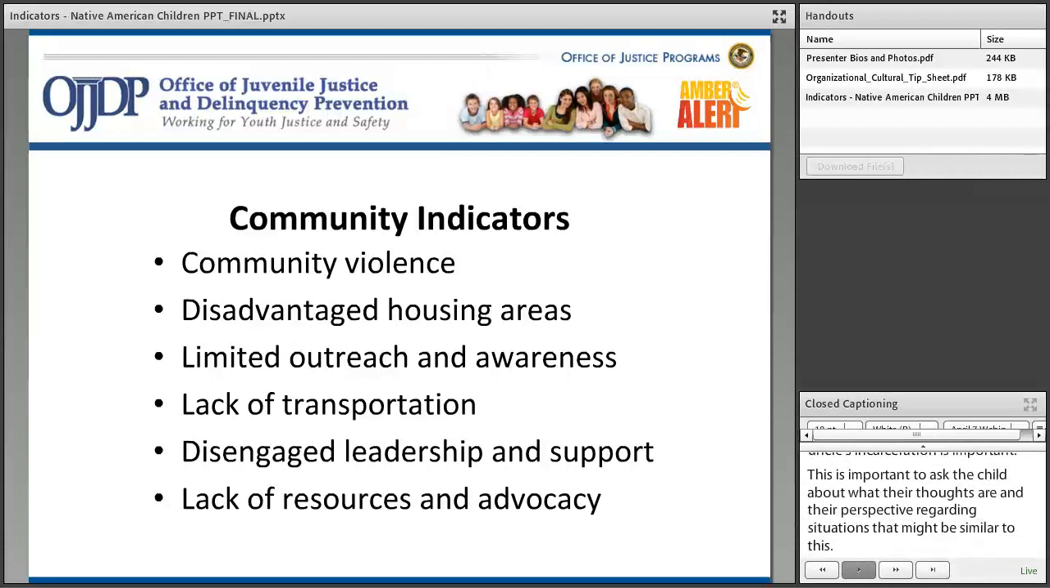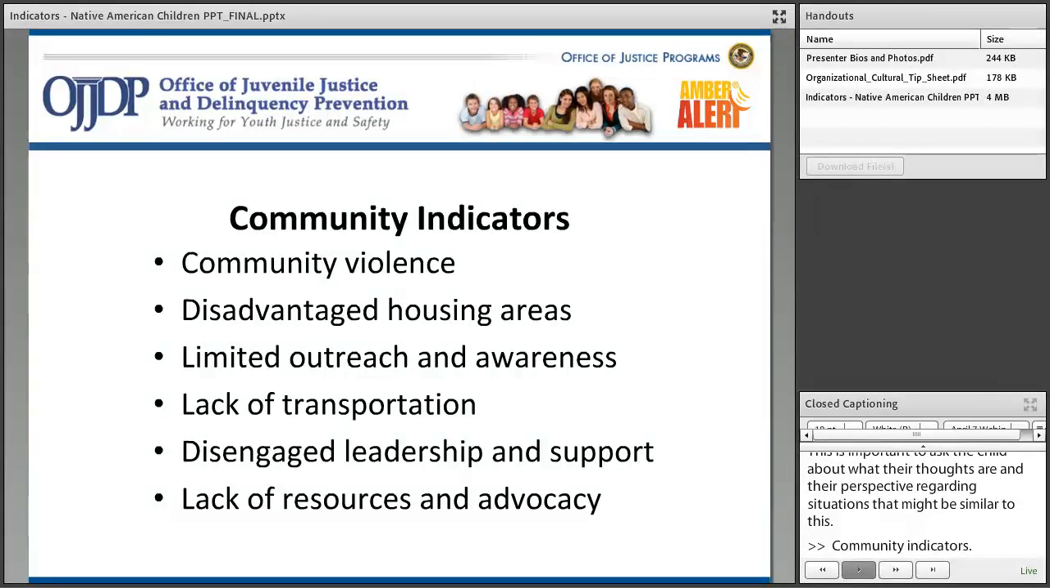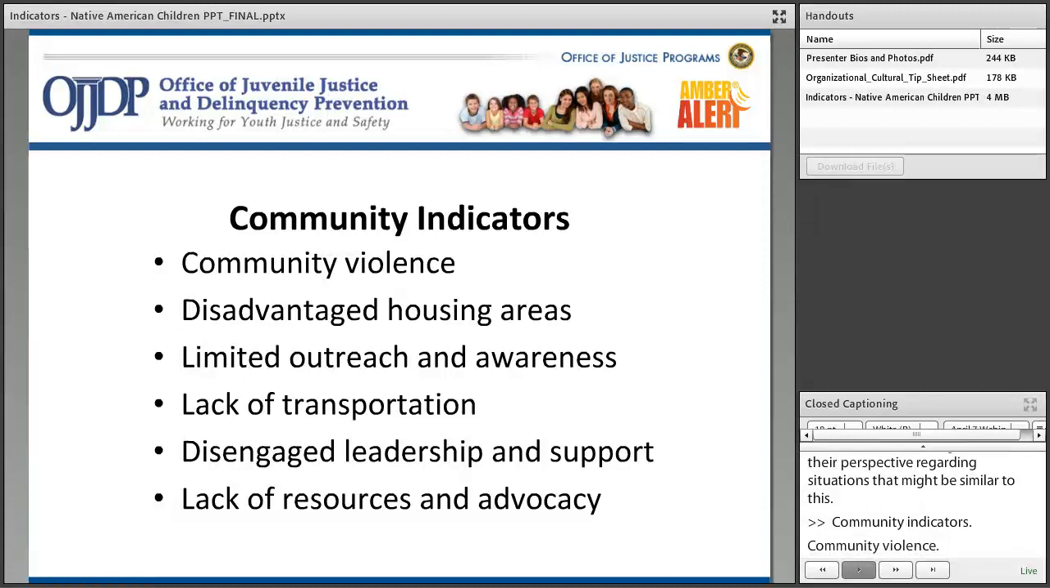So community indicators, community violence, and this is that last tier in that diagram I showed you earlier in the PowerPoint. So family violence, disadvantaged housing areas.